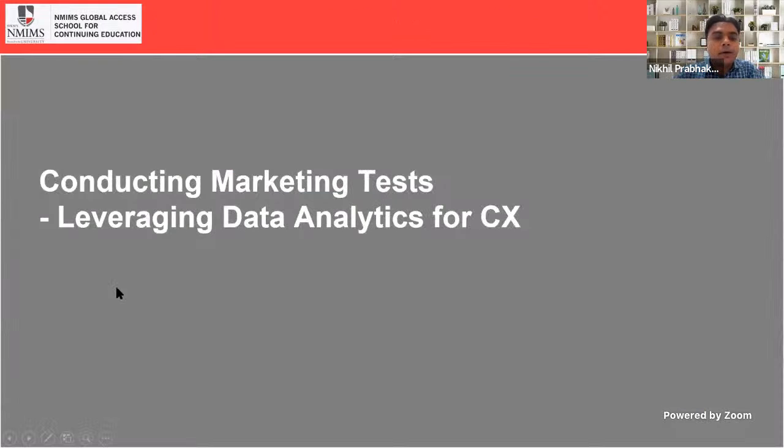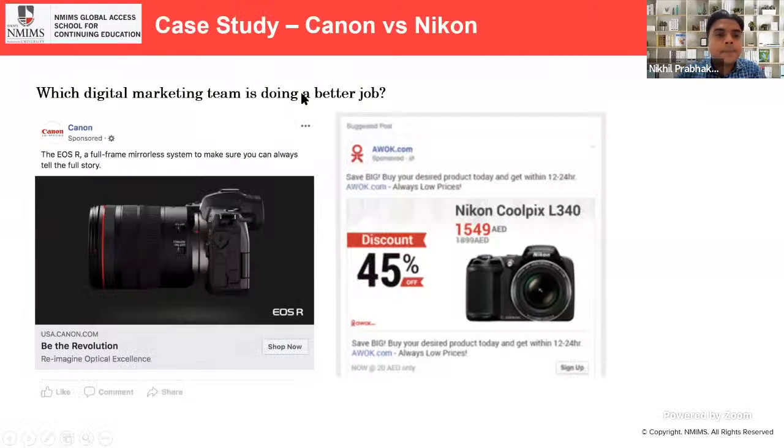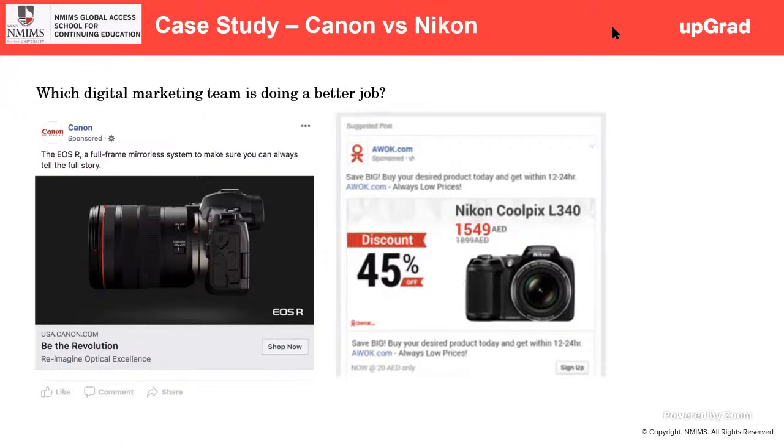Now, another part would be that we would want to conduct certain tests around the product and the pricing part, and we would want to leverage data for understanding the experience. So this is where let's have a case study, which you will first try to go through and understand what is happening. Let's say when you advertise, how is the advertising experience, and is a particular marketing team doing a better job? This is what this case study is based on.